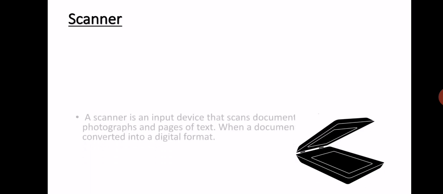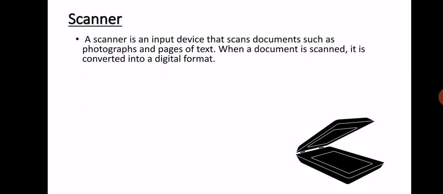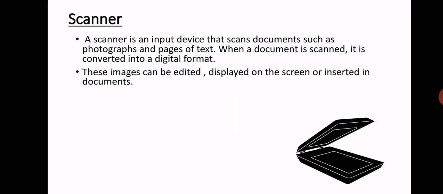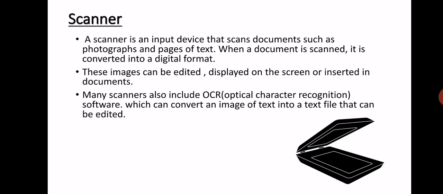Scanner. A scanner is an input device that scans documents such as photographs and pages of text. When a document is scanned, it is converted into a digital format. These images can be edited, displayed on the screen, or inserted in documents. Many scanners also include OCR, which means Optical Character Recognition Software. This OCR software can convert an image of text into a text file that can be edited.